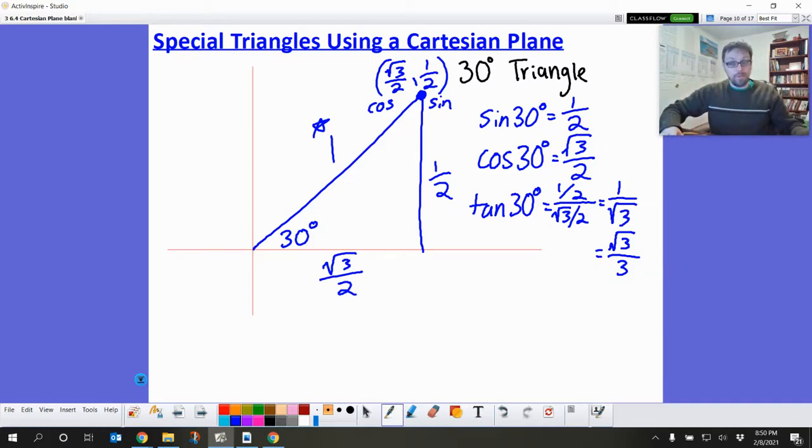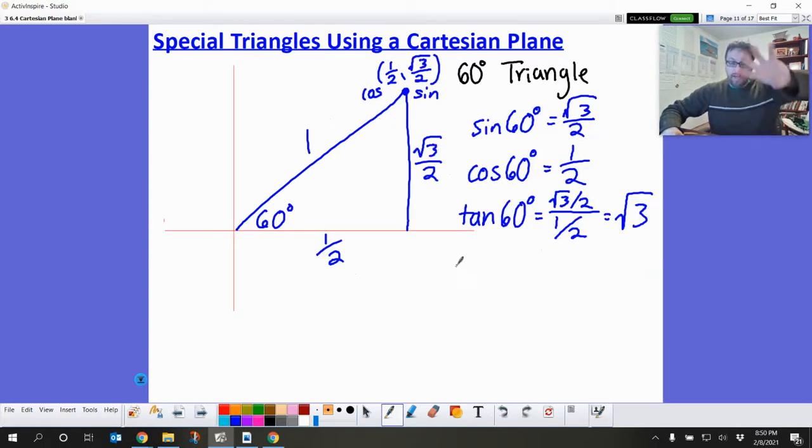How cool. Same thing happens with 60 degrees. If I rotate that thing a little bit so that the 60 degrees is down here, then the cosine of 60 degrees, if I draw a 60-degree angle, that coordinate point, the x value, is the cosine value. But that is only if this thing is a 1. Same thing with sine. We get the square root of 3 over 2 for the sine of 60 degrees.